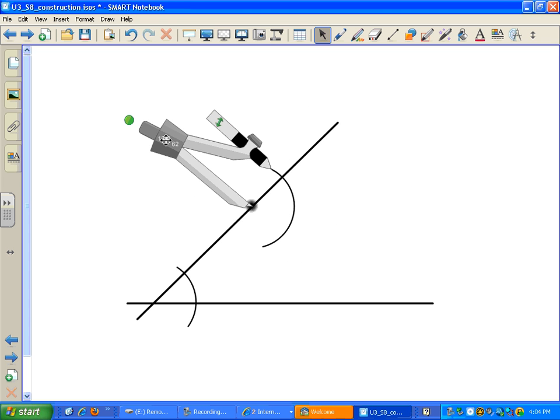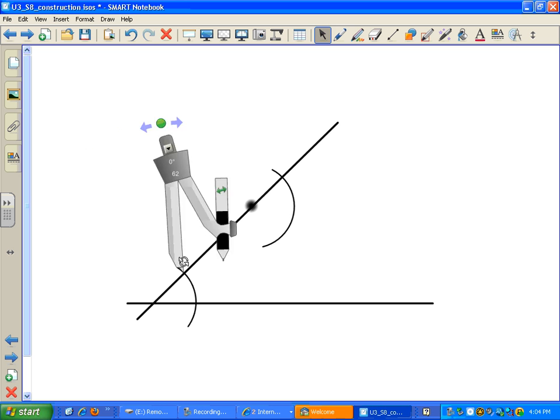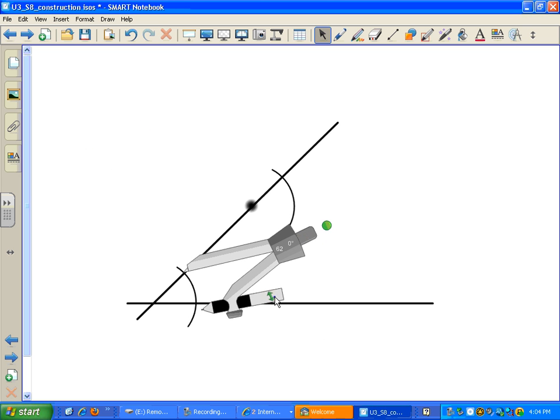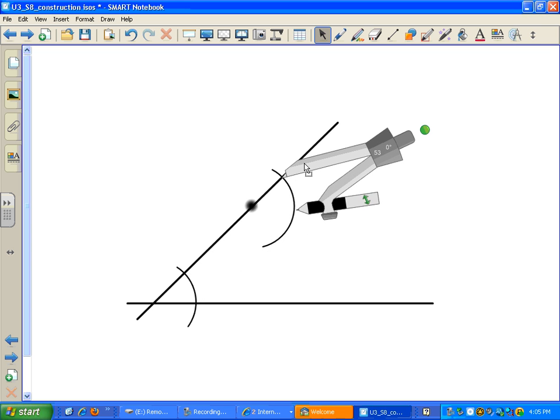Now I want to measure the distance below of the intersecting arc. So I'm going to put my compass at this point, and I'm going to move my other leg around so that I can find the distance right here. All I'm doing is measuring that distance. Now without changing my measurement, I'm going to take my compass up to the point above, and I'm going to draw an arc.